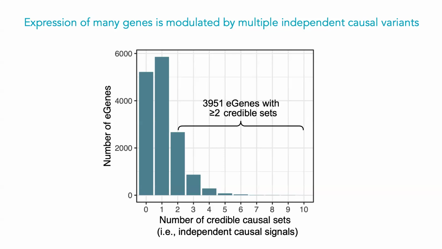And so you can see that within our data, sample size of more than 700 individuals, the modal number of credible sets for these eQTL signals is 1. Well, you have this tail where about 4,000 of the genes, we can detect at least 2 or more independent causal signals. So this is evidence of allelic heterogeneity, multiple common variants that are simultaneously segregating in the population and modulating expression independently.